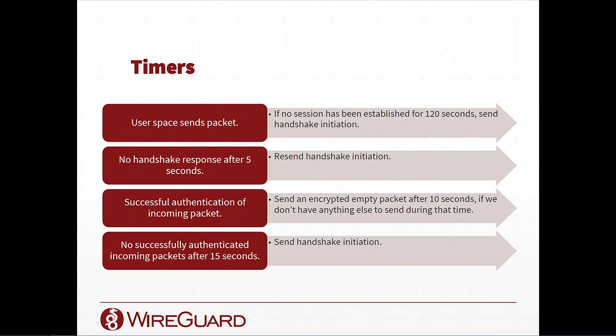So the basics boil down to this. User space sends a packet. If there's no current session in the last 2 minutes, then we send a handshake initiation packet to start a new session. If we don't get any handshake response after 5 seconds, we send another handshake initiation. Every time we get a successfully authenticated incoming packet, if we don't have anything to reply after 10 seconds, then we just send an empty authenticated packet. This means that if we don't get any successfully authenticated incoming packet after 15 seconds, we know something must have happened, and we can just reinitiate the handshake.